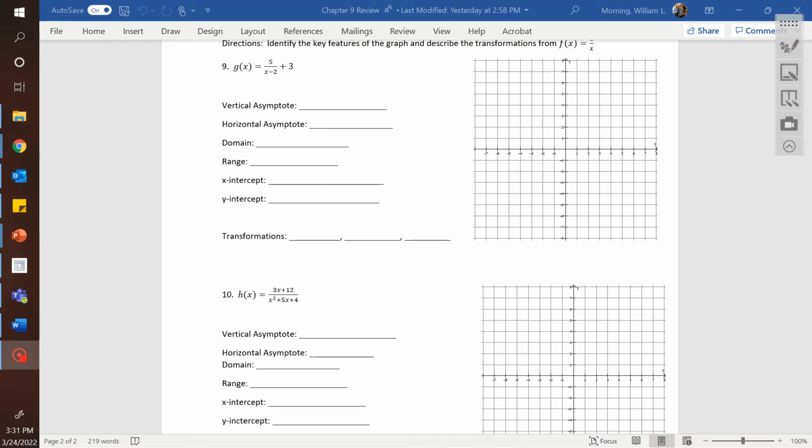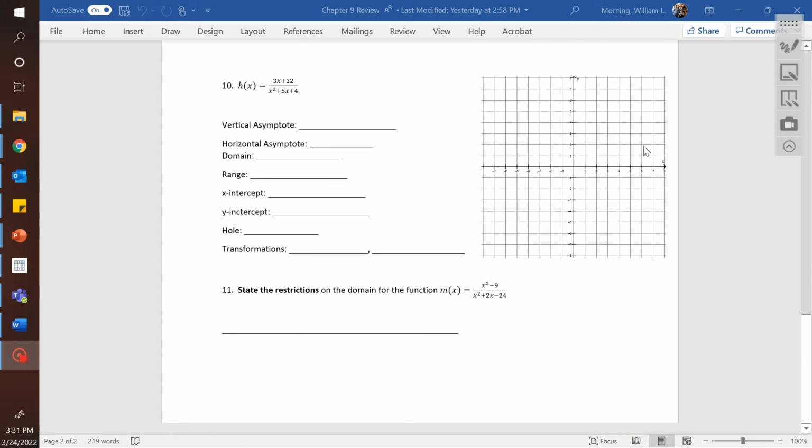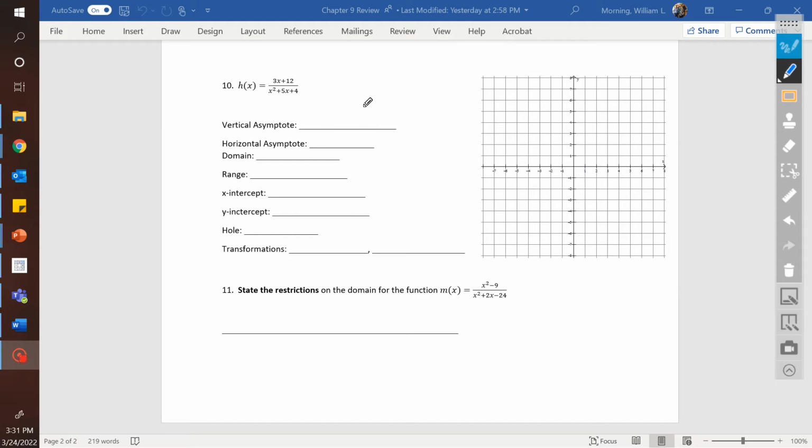Okay, I believe we left off here on number 10, graphing 3x plus 12 over x squared plus 5x plus 4. This one does require us to factor it, so we will factor out the 3, x plus 4, and the denominator factors into x plus 4 and x plus 1. So in the simplified form, the x plus 4s are going to cancel here. We have 3 over x plus 1.